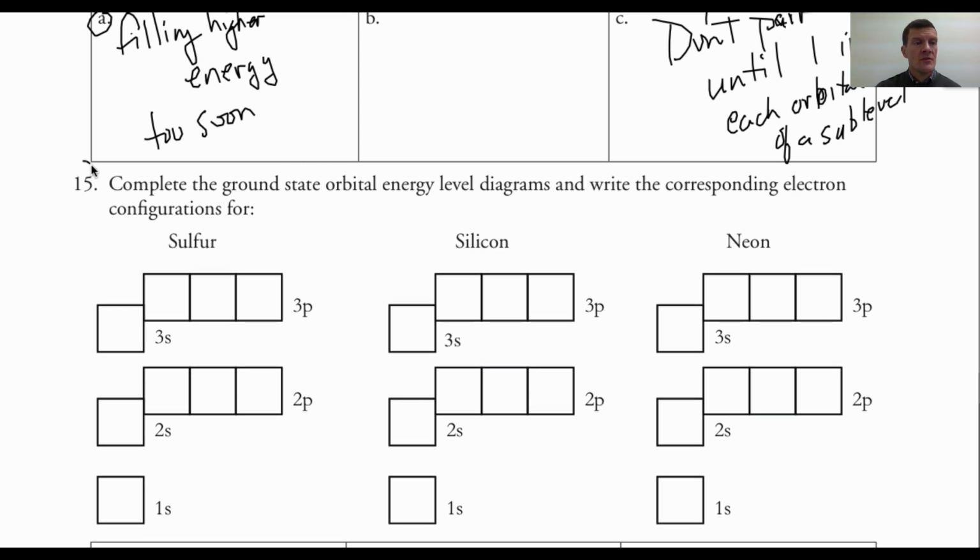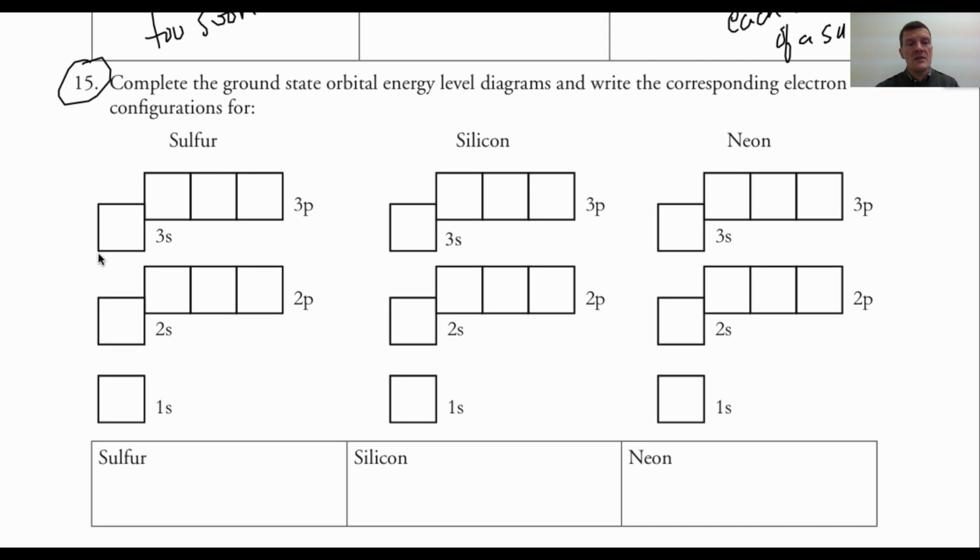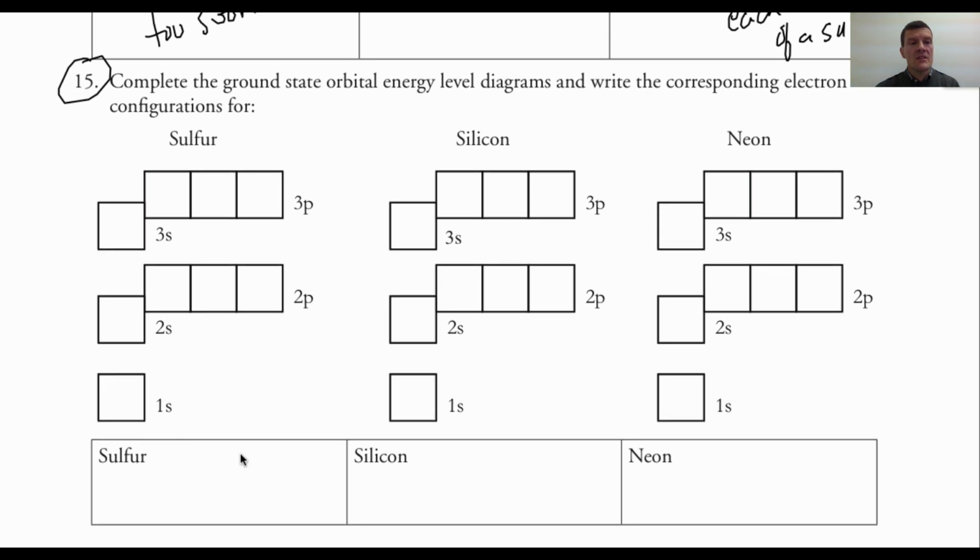Alright, number 15 says complete the ground state orbital energy level diagrams and write the corresponding electron configurations. Alright, excellent. We get to do this ourselves now. We need to fill these in and then write the code. So let's look at this. This is great practice for us.